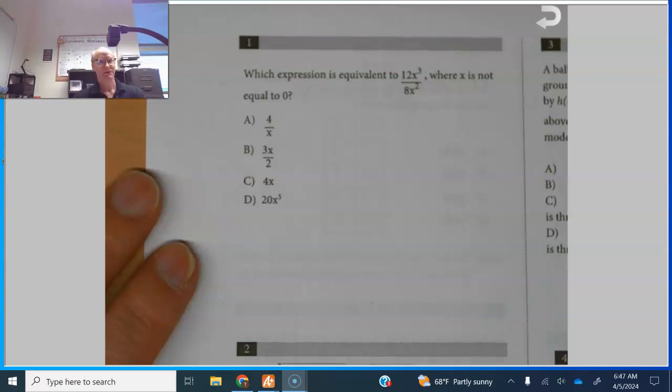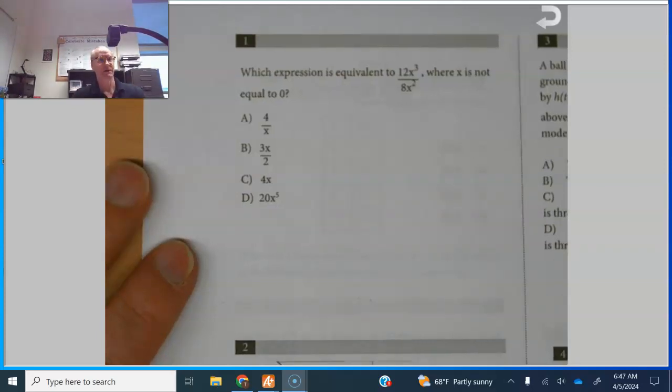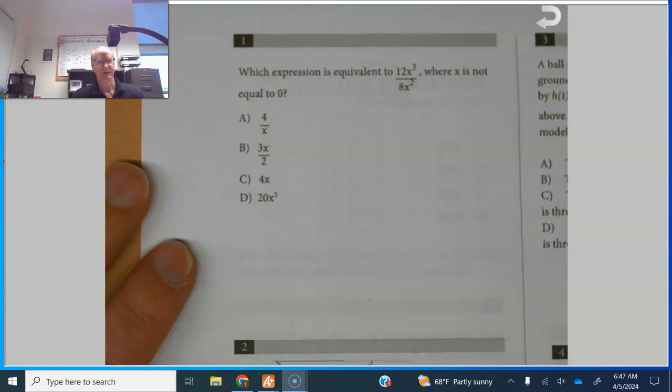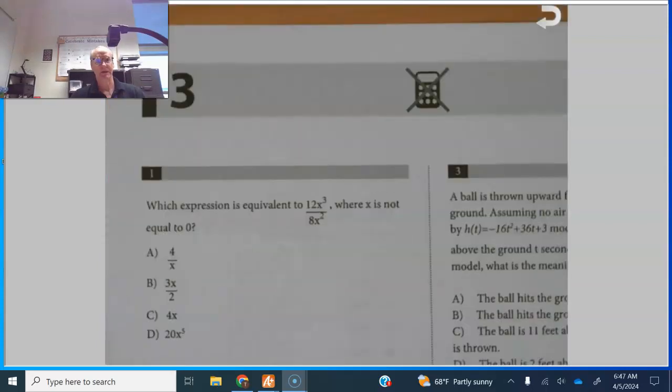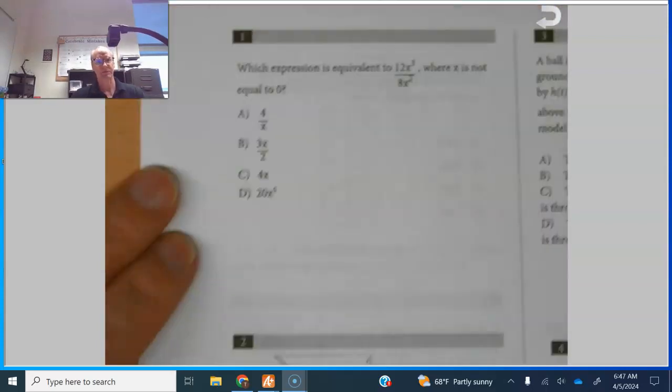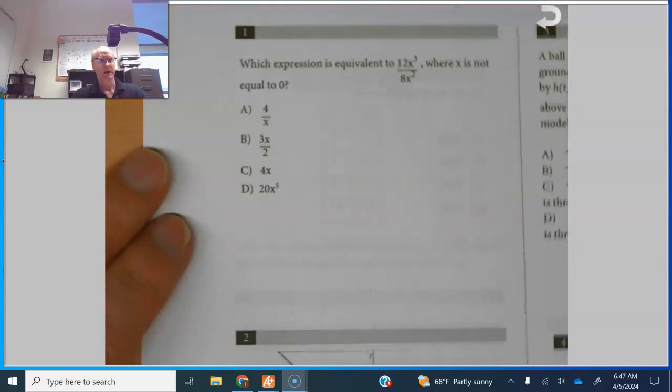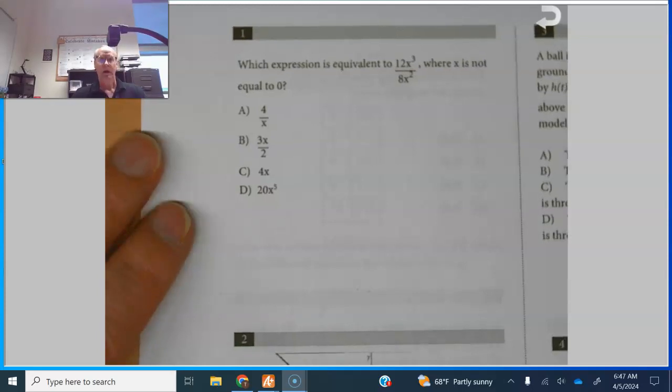Hi, everybody. We're going to do a PSAT section. This is from a real PSAT back in the day. I think it was 2021, but I will put it in the description so you know exactly which section I'm talking about. This is section 3, the non-calculator for that particular PSAT. And I'm going to move through them fairly quickly.